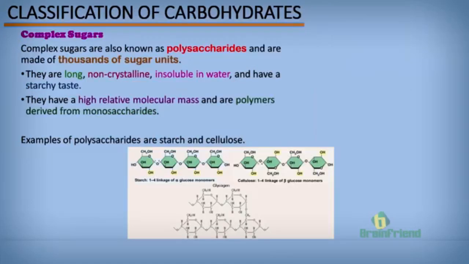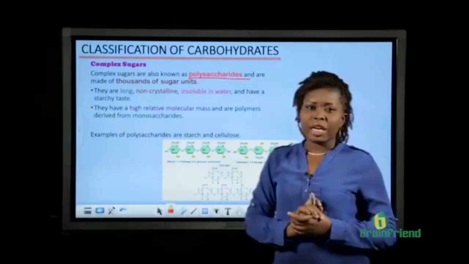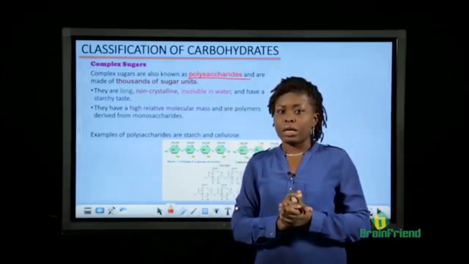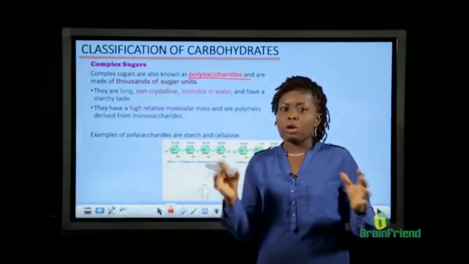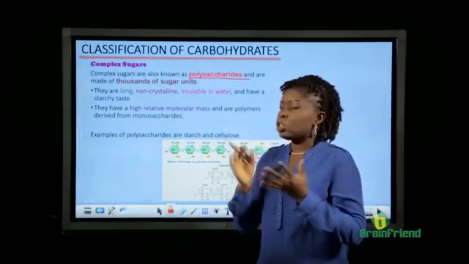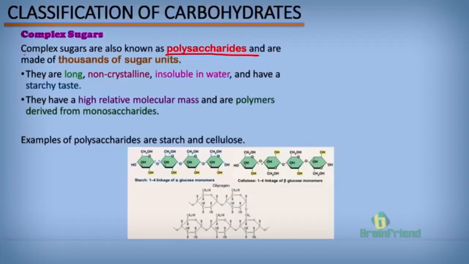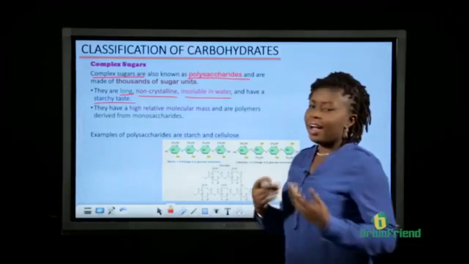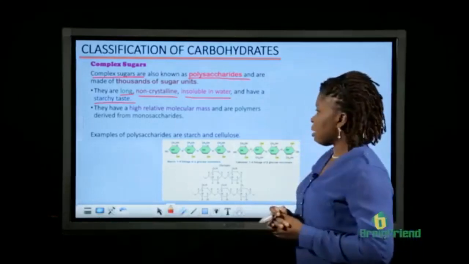Complex sugars are also known as polysaccharides, and they are made up of thousands of sugar units. So a lot of sugar units come together to make up complex sugars. Some of the features are they are long, non-crystalline, they are insoluble in water, and they have a starchy taste. They have a high relative molecular mass.